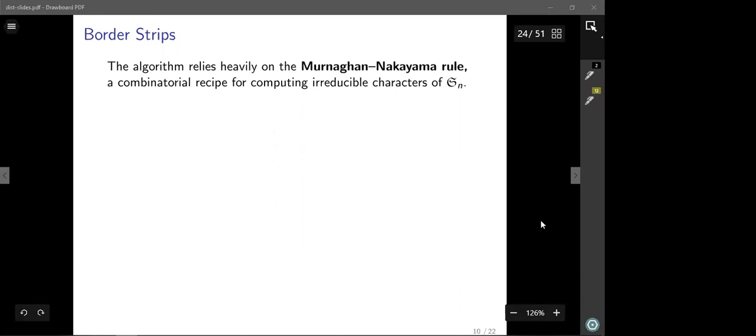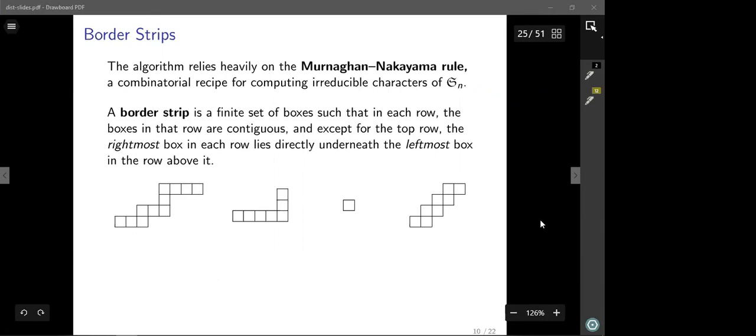So I didn't want to do that. I want to give some background. But here, I'm going to tell you exactly how to compute these things without actually needing to know any representation theory. So to understand this Murnaghan-Nakayama rule, we first need to say what a border strip is.